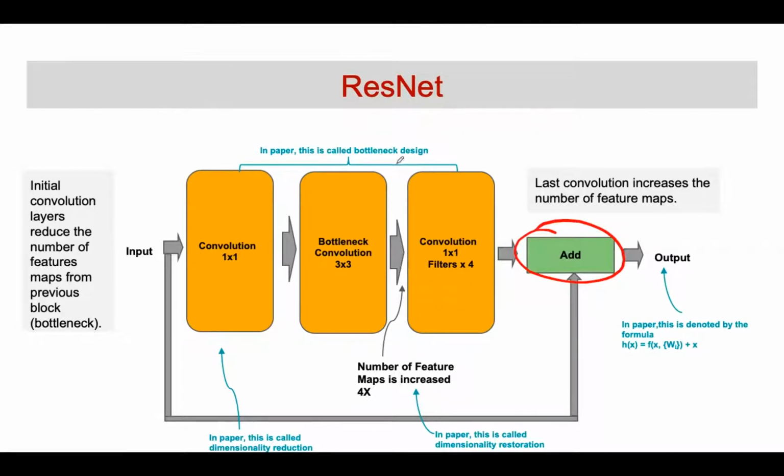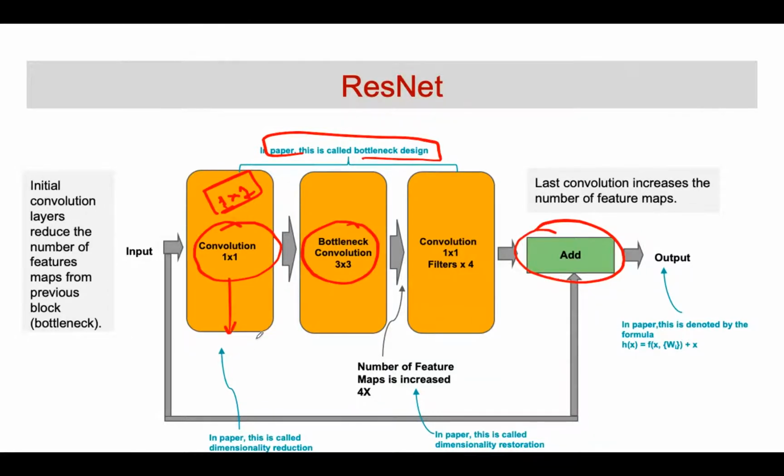After this, bottleneck design. This is called bottleneck design. This is convolutional 1x1. We will talk about what convolutional 1x1 is in tomorrow's class: why are we using 1x1, and how will this improve the performance? In this paper, convolutional 1x1 is called dimensionality reduction. Again, with convolutional 3x3 the number of feature maps will be increased. This is called dimensionality restoration.